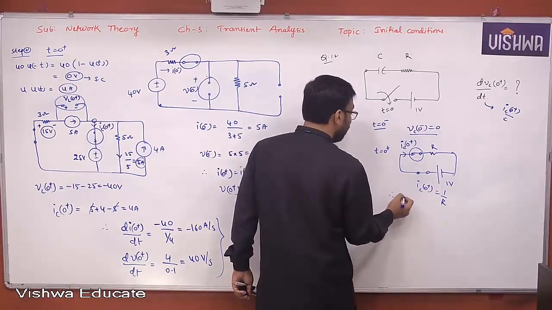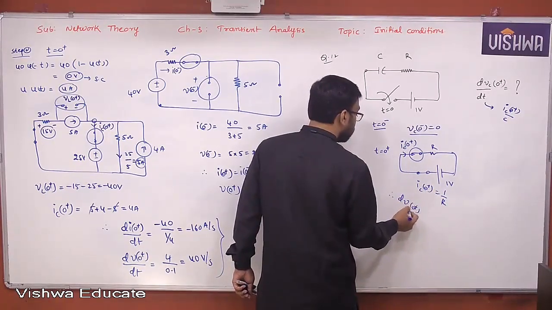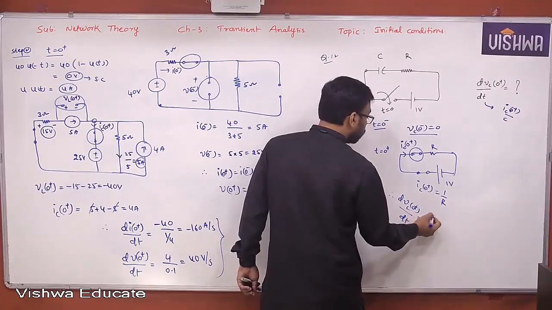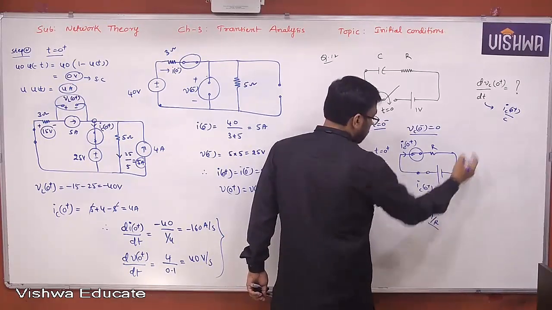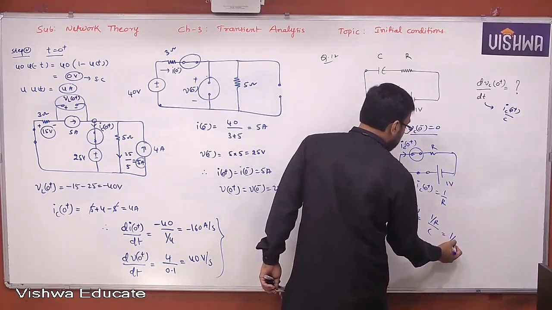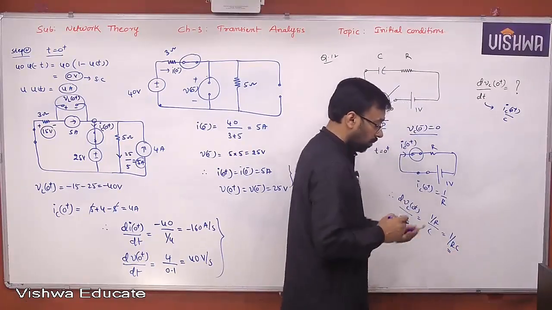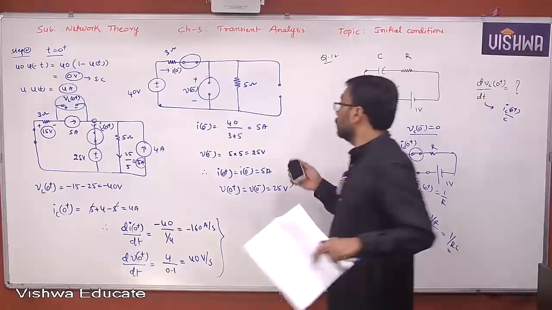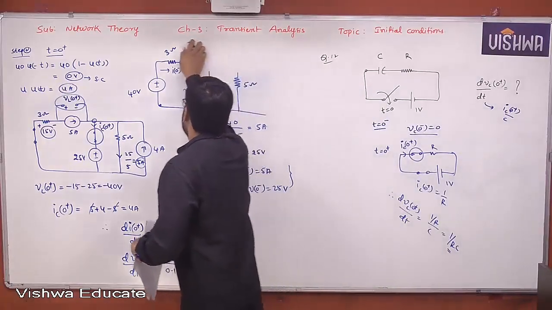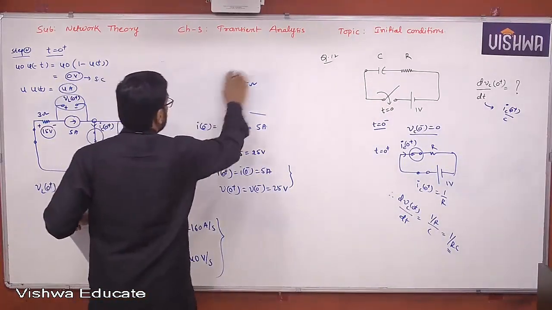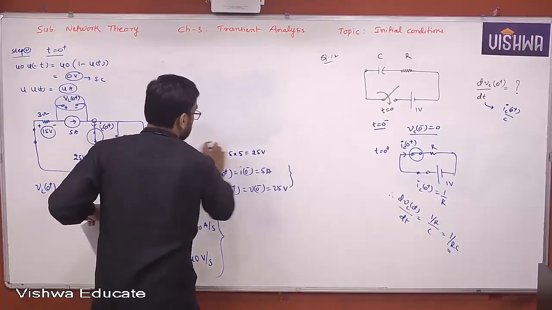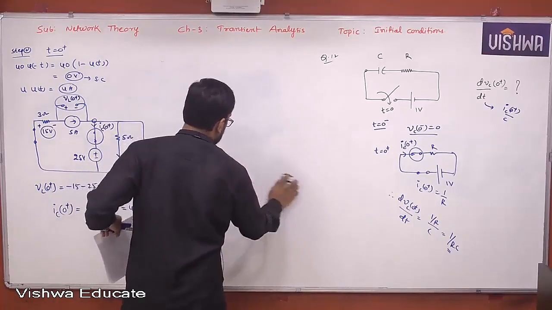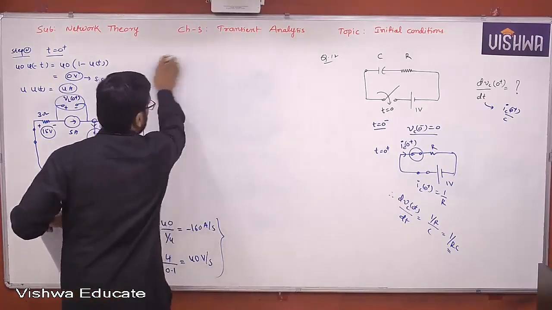Now, what is dVc of 0 plus by dt? Simply 1 by R by C, which is 1 by RC. This is the answer. Note down that.